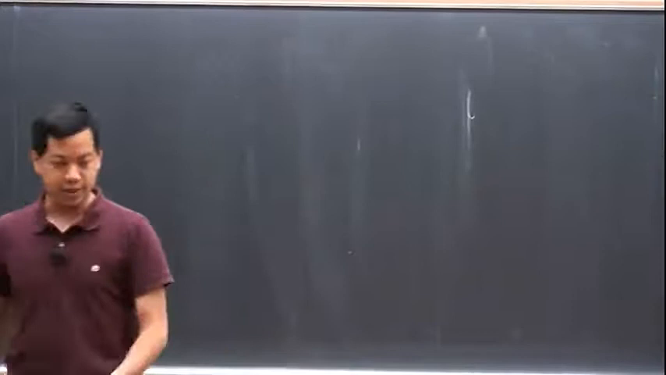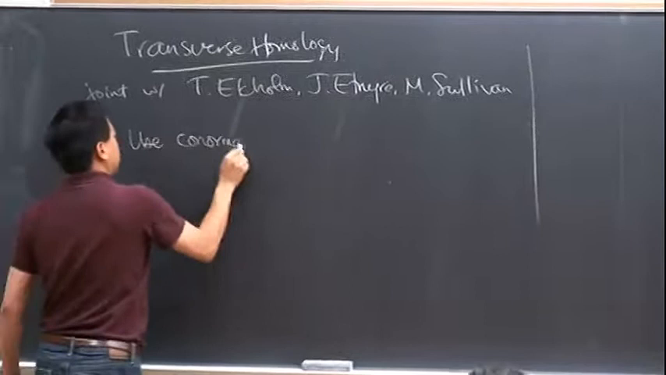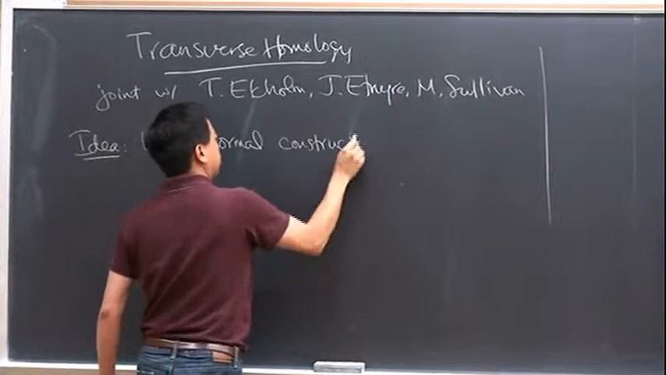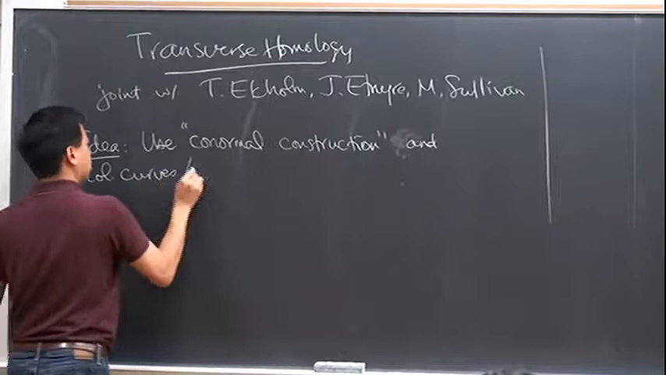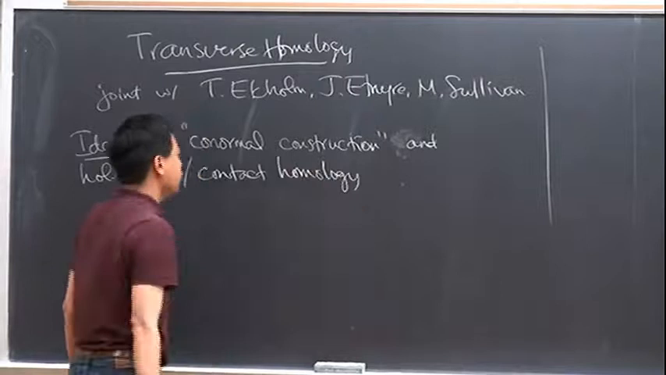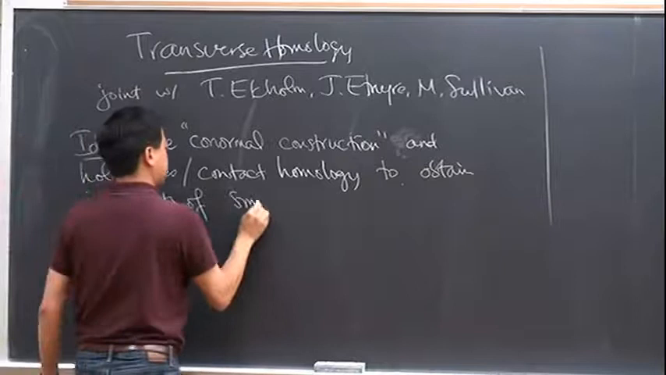So the idea is to use something that we now call the conormal construction, which I'll describe later on, and maybe the holomorphic curves from contact geometry, more specifically something called contact homology, to obtain interesting invariants of knots and also of what are called transverse knots.